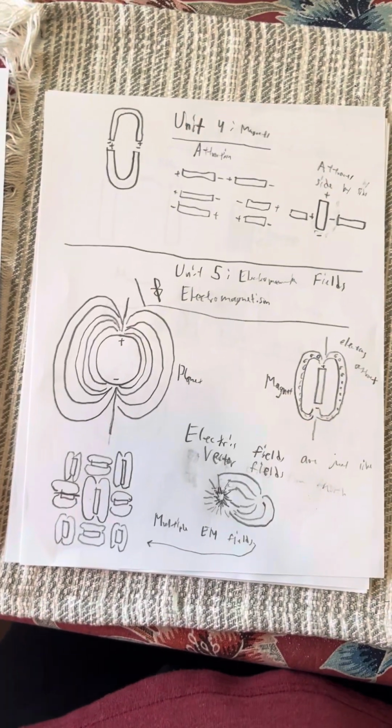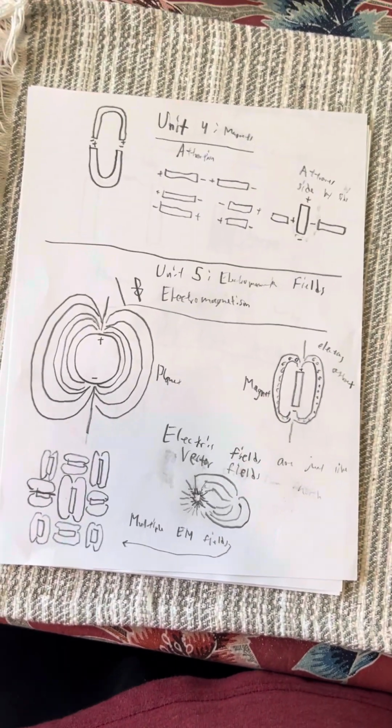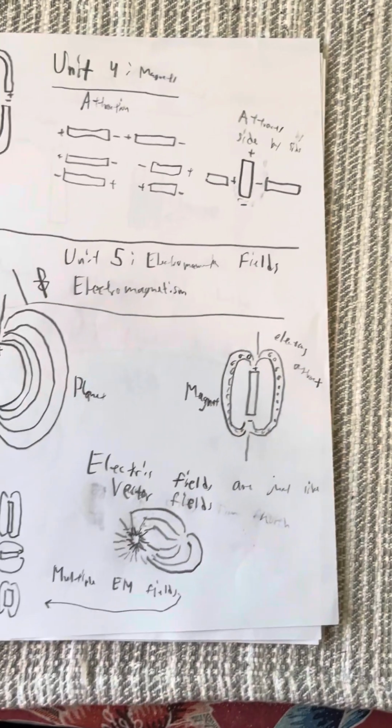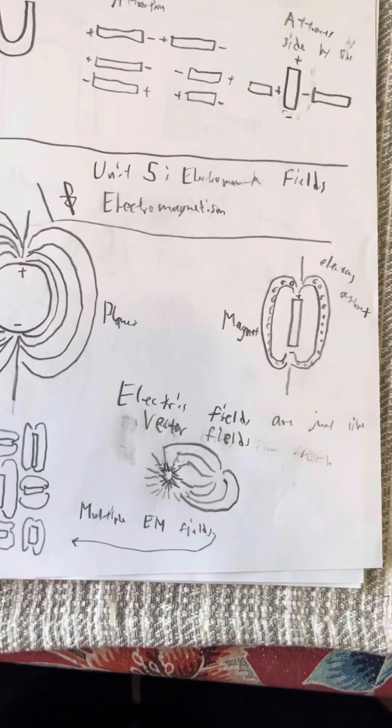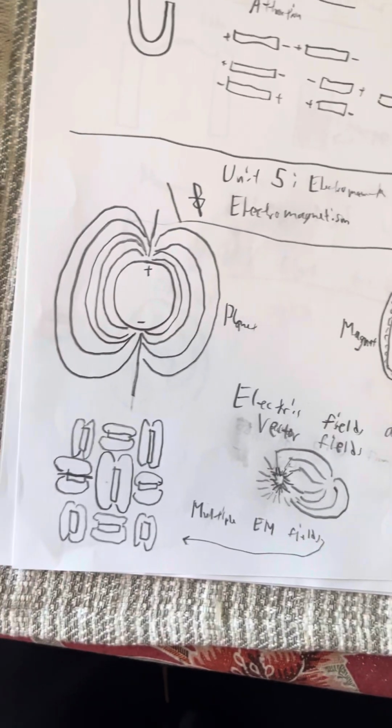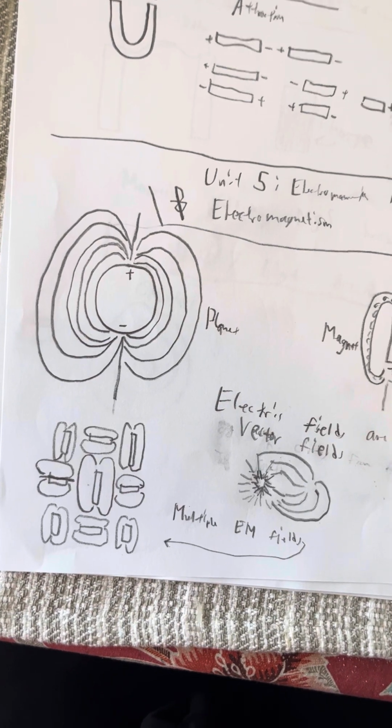Electromagnetism. That's a magnetic field of a planet. That's a magnetic field of a standard magnet. Electric fields are like vector fields. And you have several magnetic fields on top of each other.